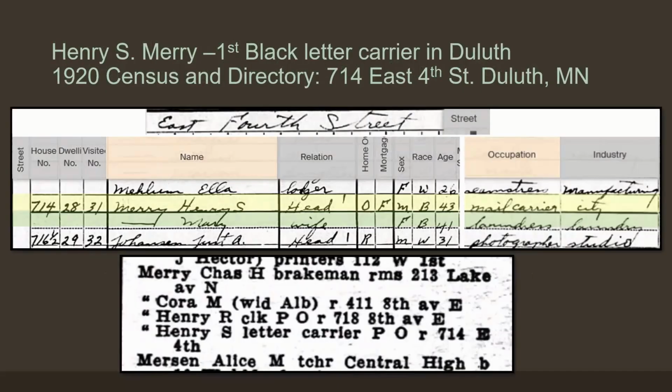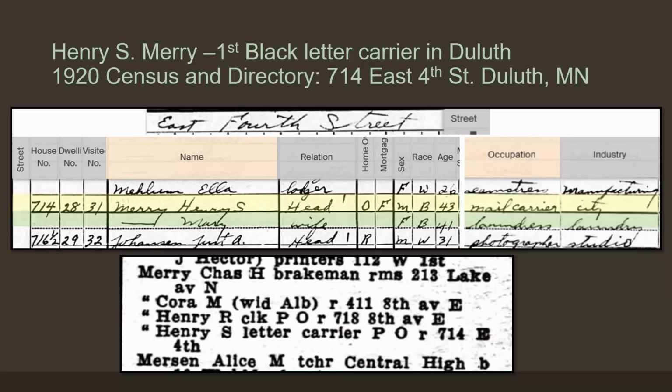And this is the 1920 census and the city directory. And you can see Henry S. Mary listed at 714. And I've pulled the street, which would be sideways down the side of the census, and put it up at the top. And you see they're at East 4th Street. So Henry S. Mary is a letter carrier for the post office, and his residence is 714 East 4th.